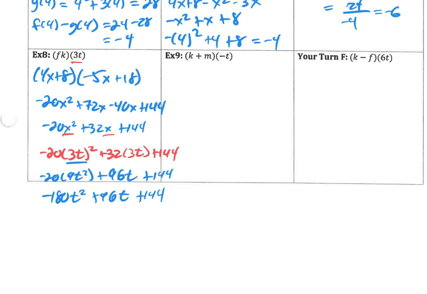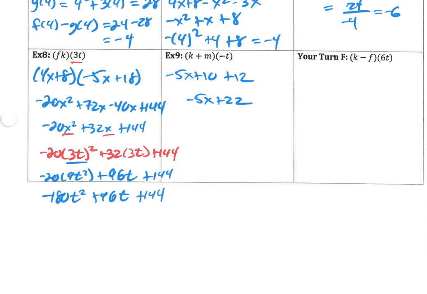We're going to do the same thing here with example number 9. I'm going to add my functions together, and then after I've done that, I'm going to replace my variable with what I'm evaluating for, which in this case is going to be a negative t. All right, so we're going to write down k, which is negative 5x plus 10. And then we're going to write down m, which in this case is just 12. Combining terms here, we have negative 5x plus 22.